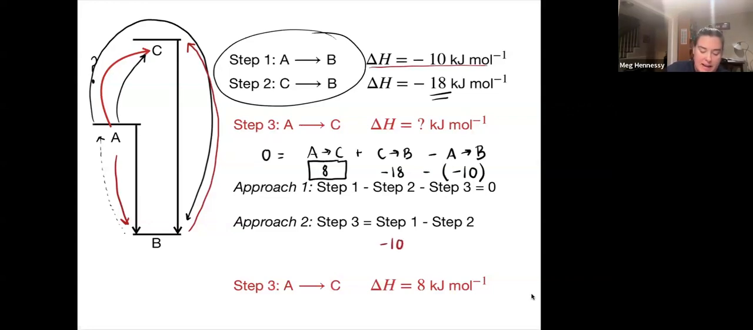And to go from B to C, I have to reverse that second equation. So it takes +18 or a -18. And hopefully, if I add those two things together, I get the very same 8 kilojoules per mole.